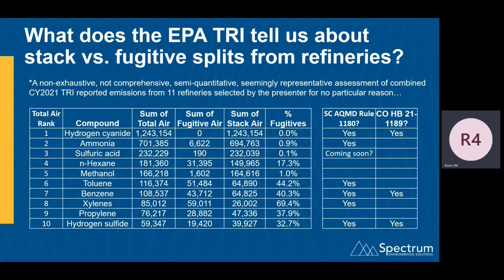Another column there shows that in Southern California, the South Coast Air Quality Management District also has a refinery Fenceline monitoring rule. A lot of those compounds are on their list, hydrogen cyanide being one of them as well. But again, this is only the top 10. If you go through the entire list, hydrogen cyanide is 39% of the total emissions.